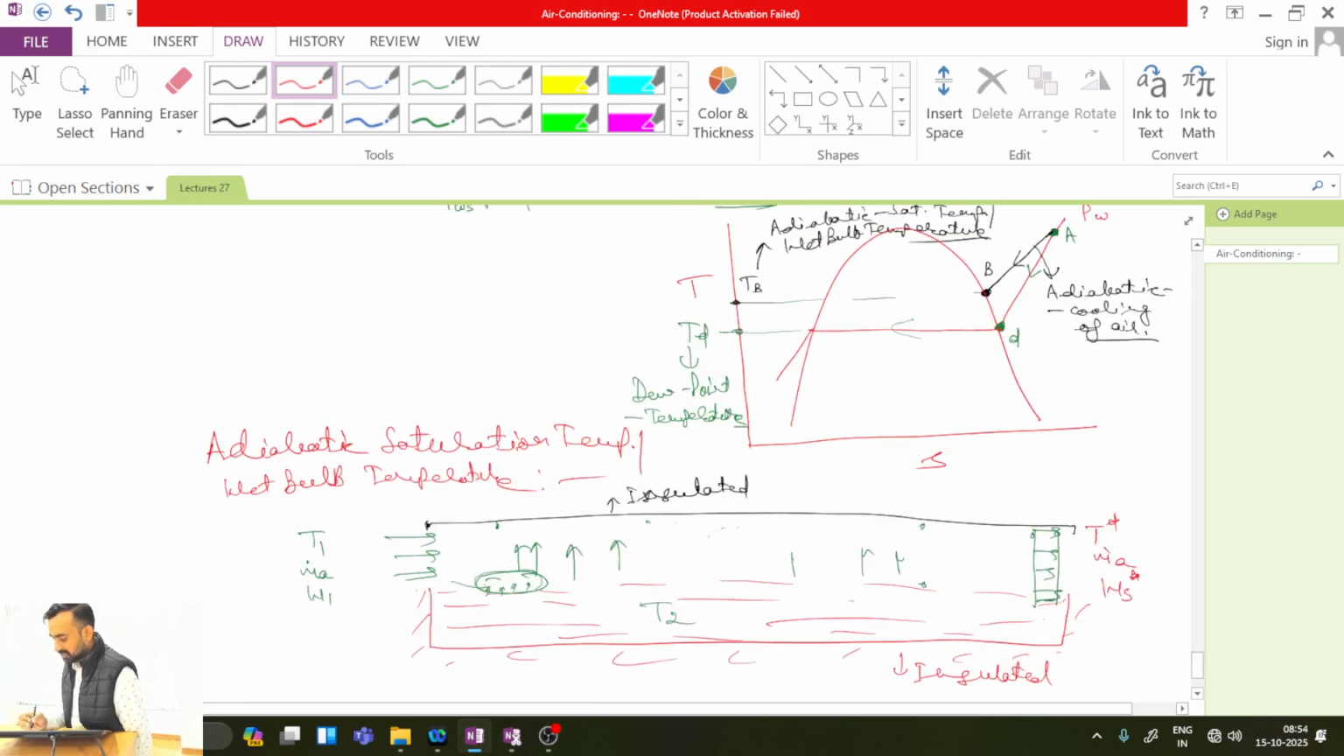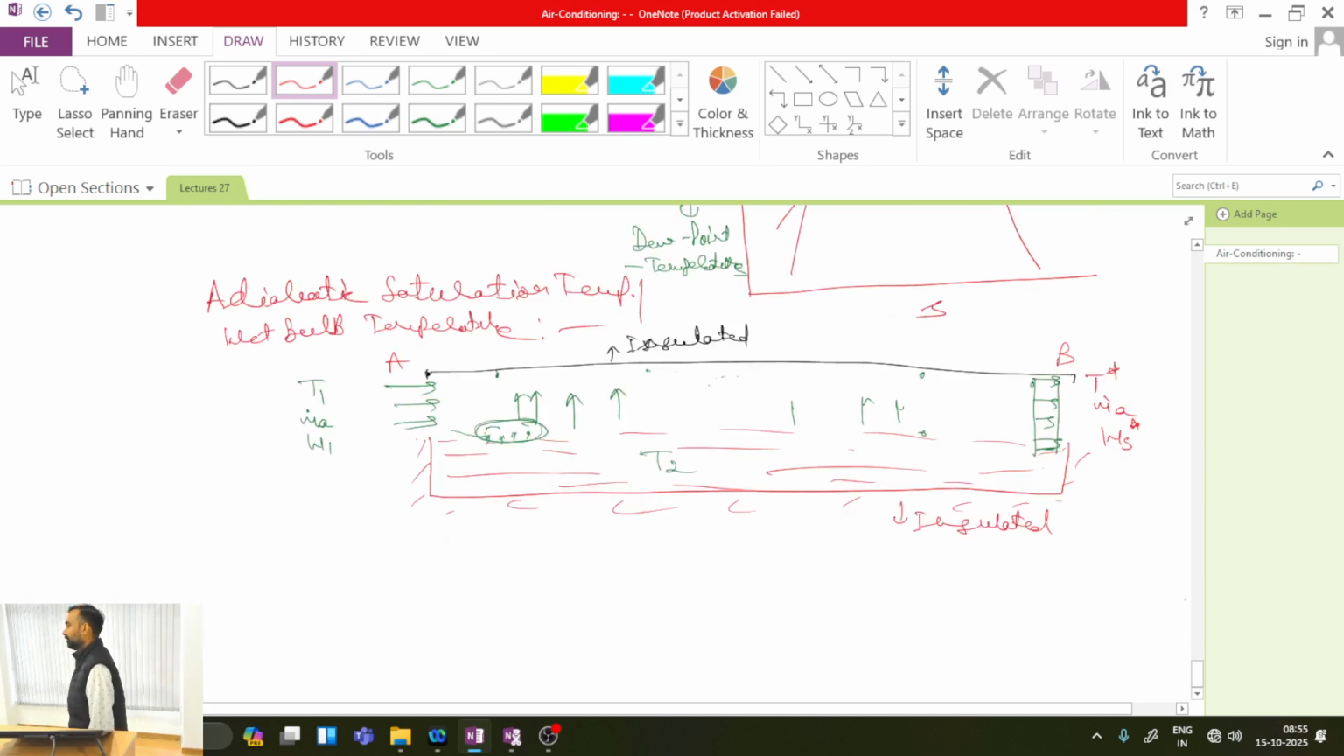So the process A to B is basically happening inside this chamber. Is this one clear? Whatever process A to B I represented on the diagram, the same process is happening over here. Anyone having any doubt about this?